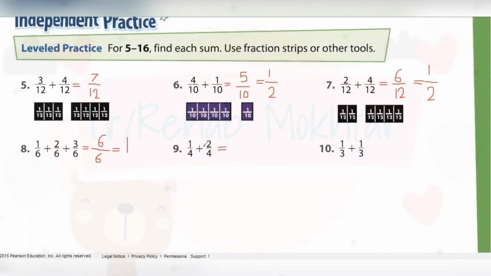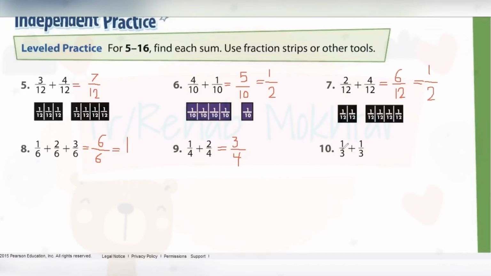Number 9, 1 out of 4, 2 out of 4, 1 quarter, or 1 fourth, plus 2 quarters, or 2 fourths. So teacher, how can I add it? I said before, we have to keep the same denominator, and here we have the same denominator. I will put 4 and add the numerator. 1 plus 2 equals 3. 3 out of 4, or 3 fourths.